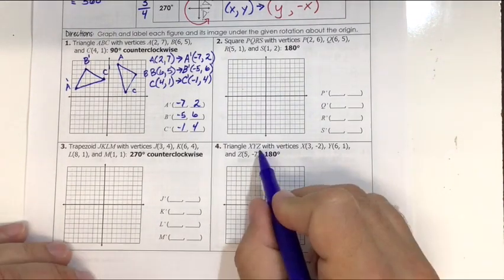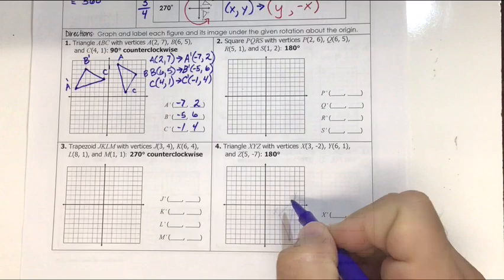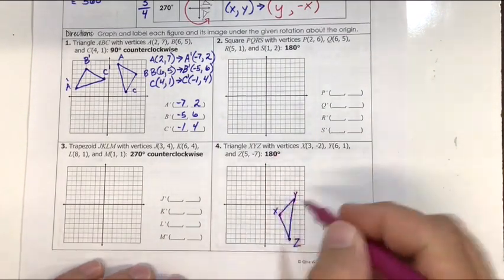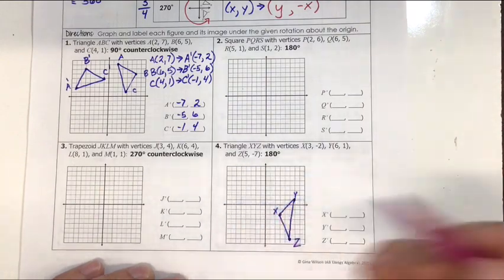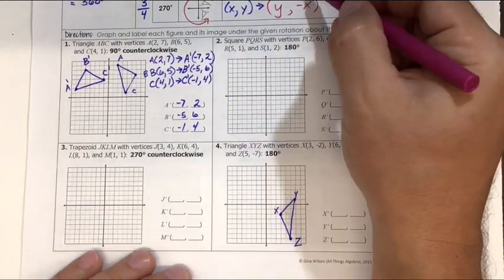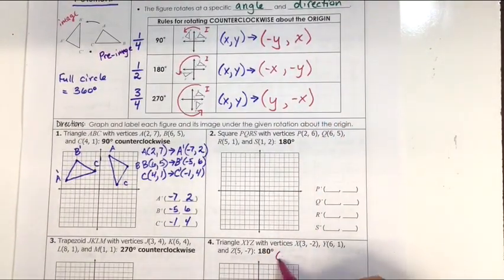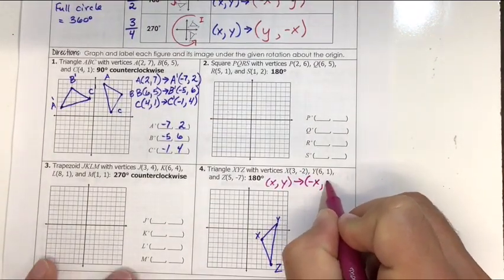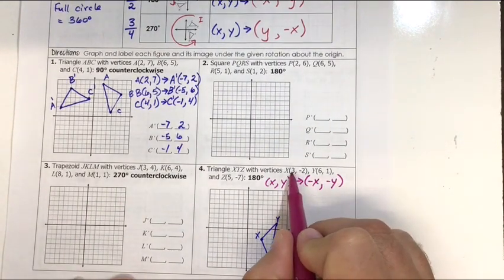Okay, so we're going to plot our original points and get triangle XYZ that looks like this. Okay, and we're going to rotate this 180 degrees. So it's going to end up over in this space. But we're going to follow our rule for a 180-degree rotation, and that's to take every x coordinate and y coordinate and turn it into just the opposite x coordinate and the opposite y coordinate. So that's what I'm going to do.